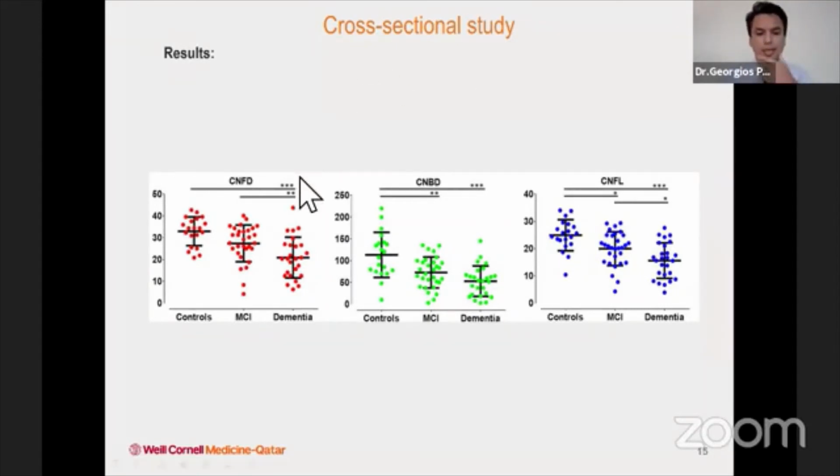Now, in this dot plot graph, we see a reduction in corneal fiber density, branch density, and fiber length from healthy controls to MCI and dementia. Yes, there is an overlap there, but interestingly, it would be good to see what happened to those people here, whether they are at high risk of developing dementia in the future.